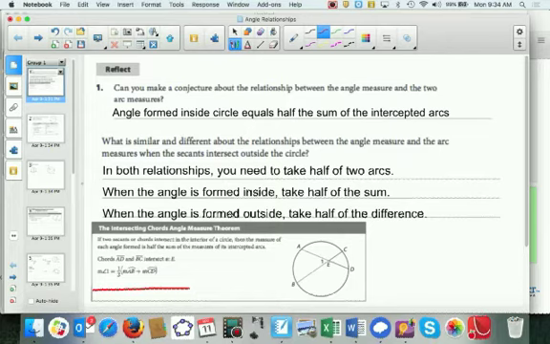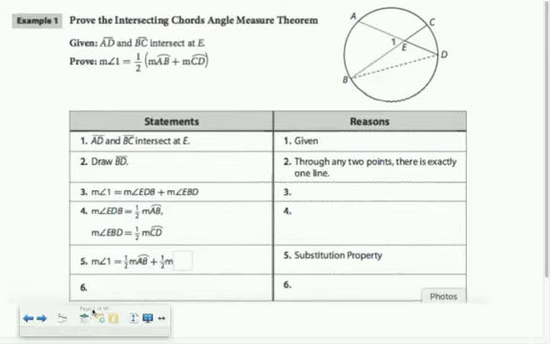Here you see the intersecting chords angle measure theorem, which says that an angle formed inside is half the sum of the two intercepted arcs. And here we're proving that theorem. So we have chords AD and BC intersecting at point E that's given to us, and we drew an auxiliary segment BD because through any 2 points there's exactly one line. And then we know that the measure of angle 1 will equal the sum of EBD and EDB. And the reason for that is the triangle exterior angle theorem.